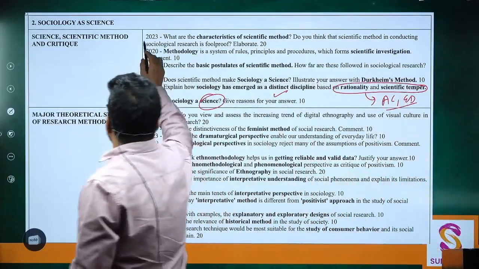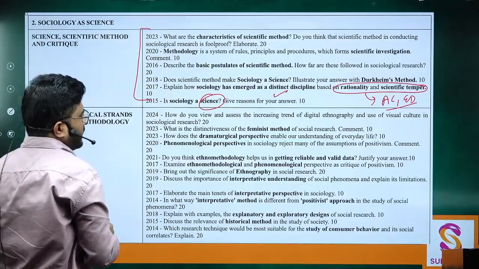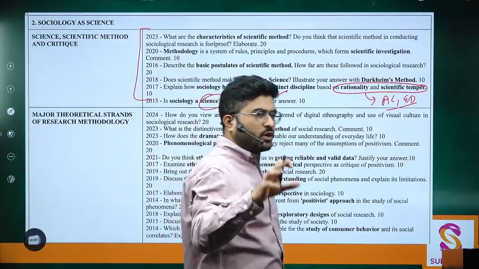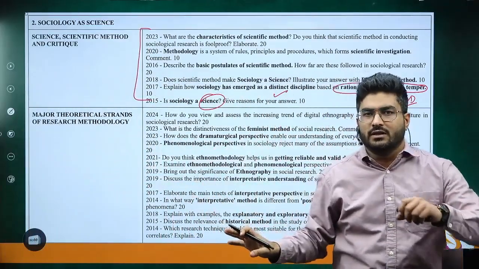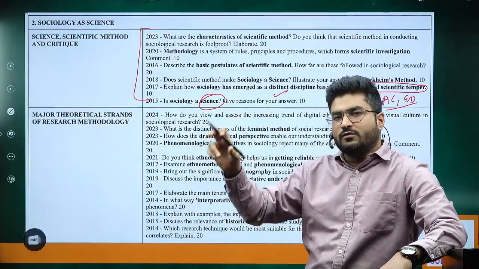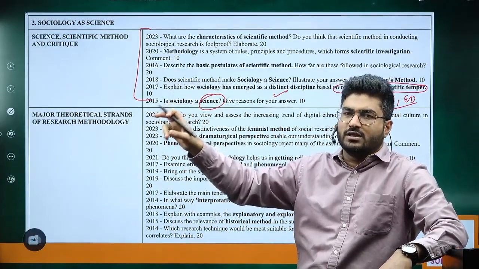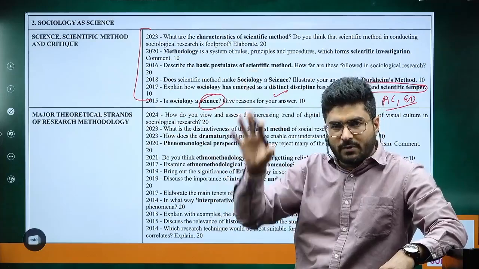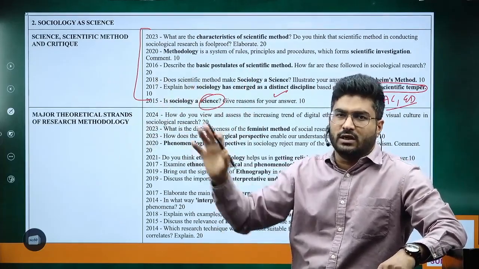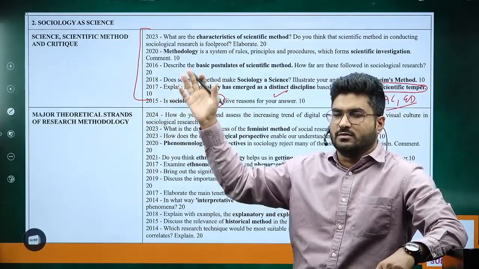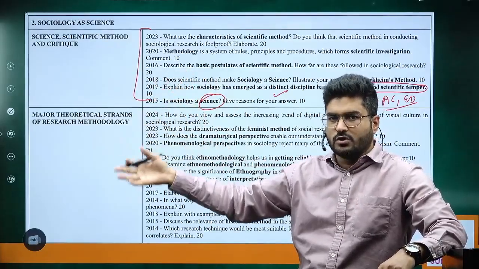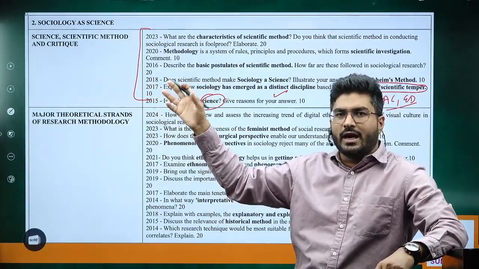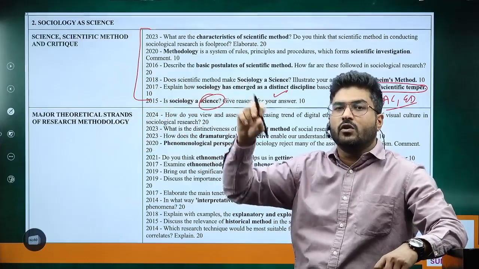So when you look for this particular science, scientific method and critique, you must know the important characteristics of science and scientific method. Those characteristics, those features, are the same for both science and scientific method. If you remember those features, try to add thinkers. Like for criticism, Karl Popper, Thomas Kuhn. Write down their names.